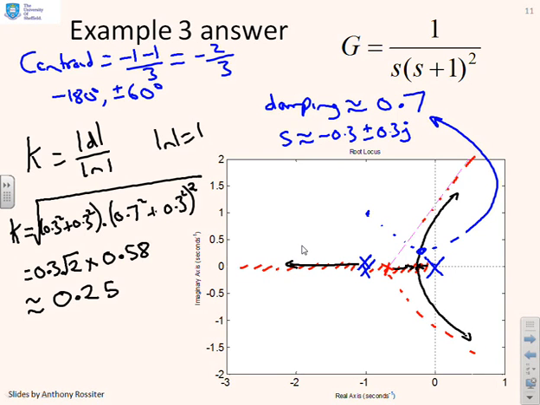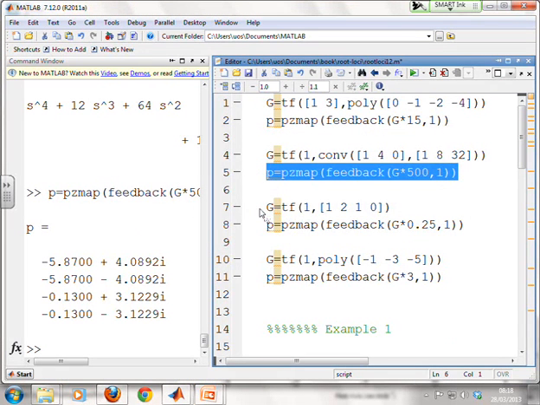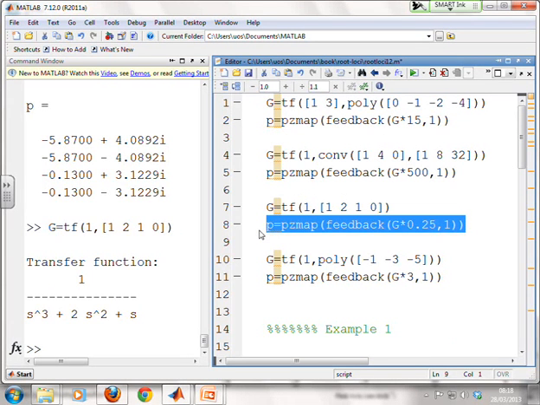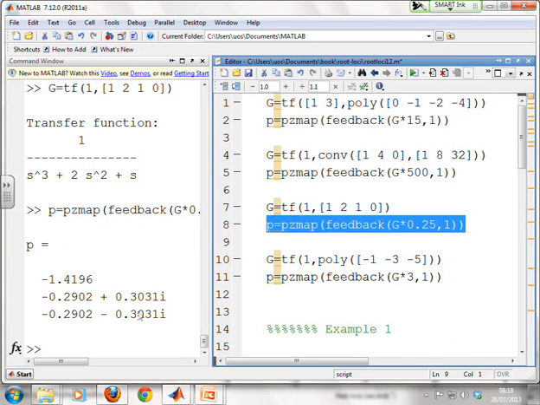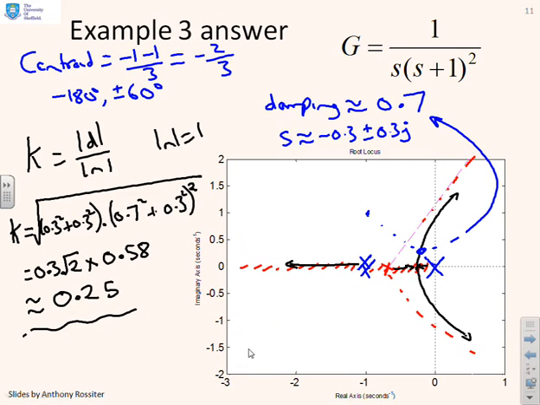Let's keep numbers simple because we're doing estimation anyway. So there's my estimate of the k required. And again, as before, let's use MATLAB and see, has this worked? So there's my g, we enter that, and now let's put in a quarter and see what we get. And you see you've got poles minus 0.29 plus or minus 0.3 j. So in this particular case, my estimates have given me a very accurate answer. I've been quite fortunate with the choice I've made there.